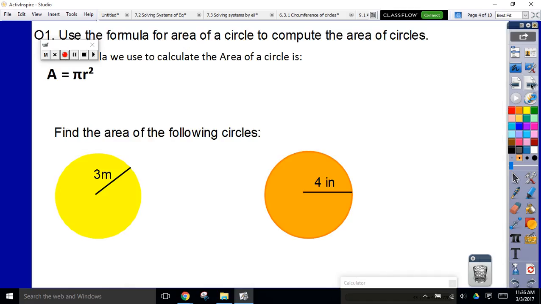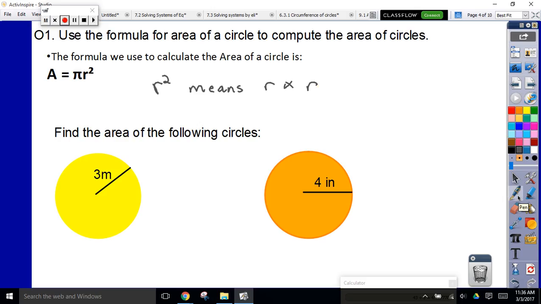Okay, on the next page, it asks us just to use the formula. So here's our formula that I wrote on the other page again. You might want to add that r squared means r times r. That's the most commonly forgotten thing when it comes to calculating area. People forget what that 2 means. Sometimes people try to do 2 times r, and that's not it. You have to do r times r.